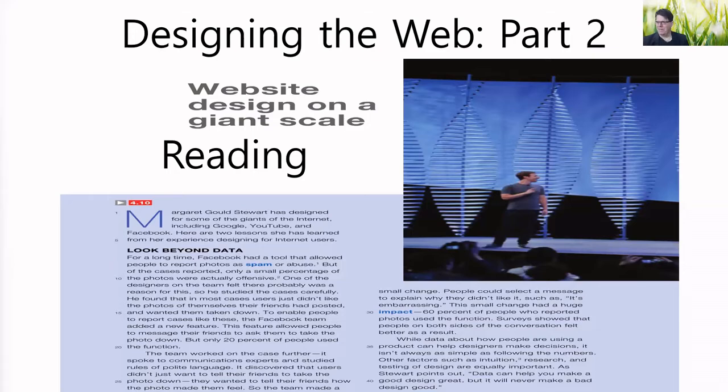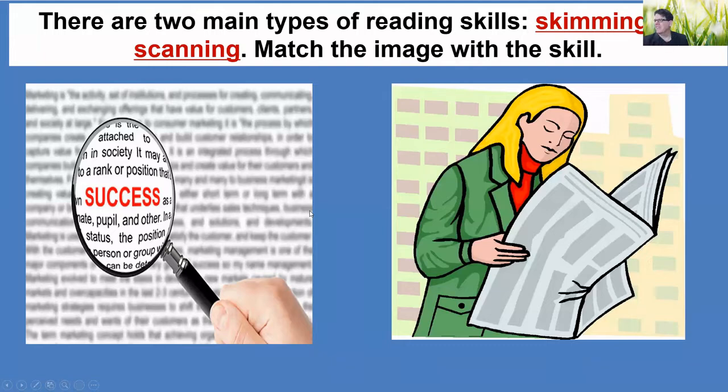Okay, so let's talk about it. Okay, something's going on here. So here we go. There it is. All right, there are 2 main types of skills, skimming and scanning. So look at these images and match the image with the skill. You don't have to pause here. I'm going to be really quick. I'll just give you about 40, 45 seconds here, and then we'll start. Match which one of these is skimming and which one of these is scanning.